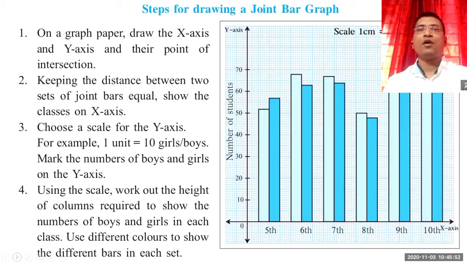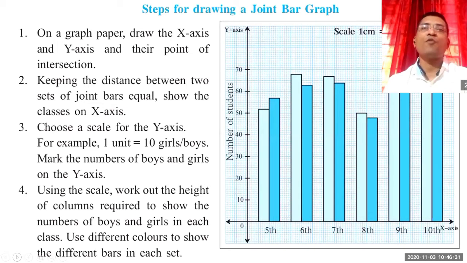Okay, students, now we are going to learn the steps for drawing a joint bar graph. What steps do we need? On a graph paper, draw the x-axis and y-axis and their point of intersection. Before that, we need three things: graph paper, pencil, and scale. These three things are very important. Do not draw with a pen. Use pencil and scale.